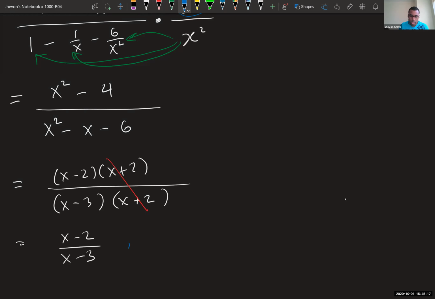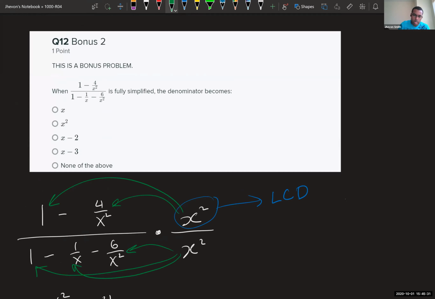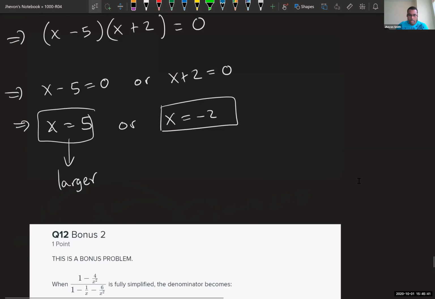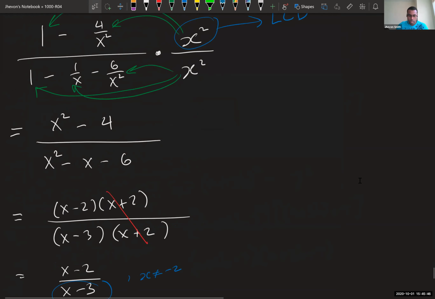And of course, you should notice that your x cannot be -2 here because that would violate things. Anyway, the simplification has an x minus 3 in the denominator, which is what I asked here. So that's that. So that's it. That's the entire quiz along with the bonus.